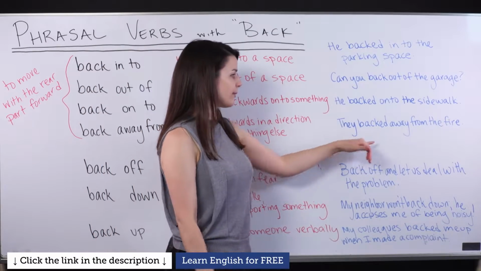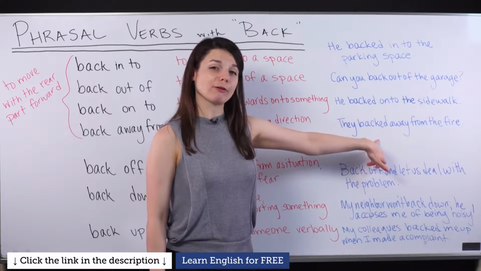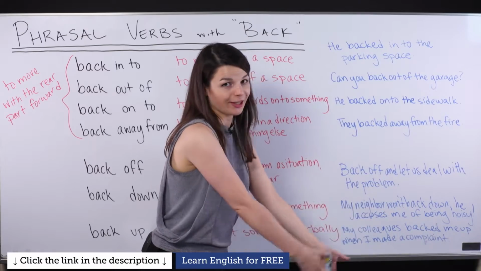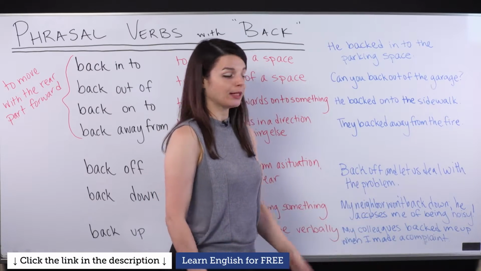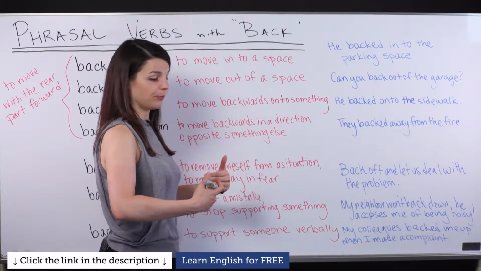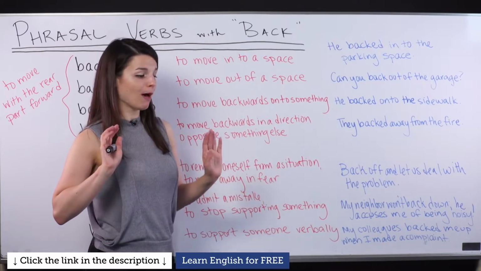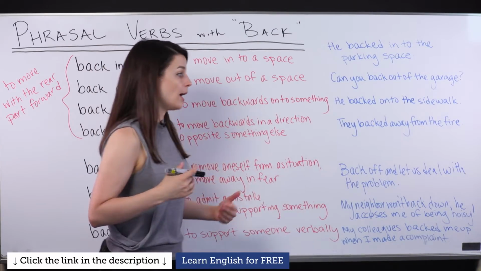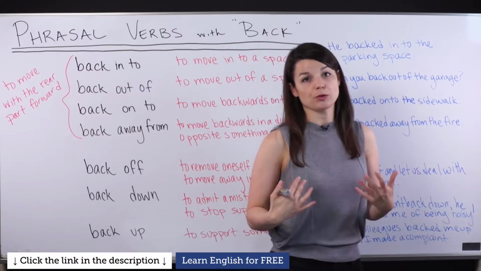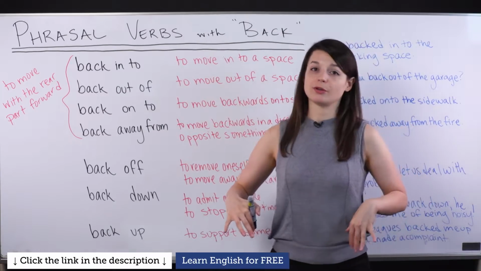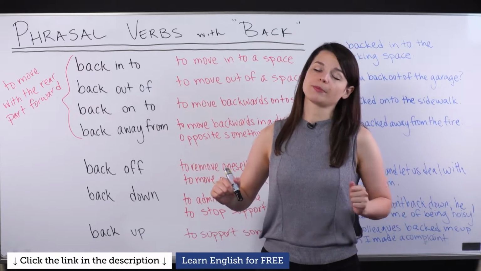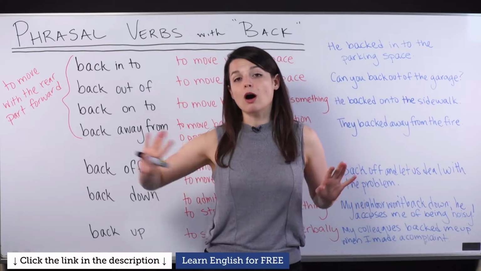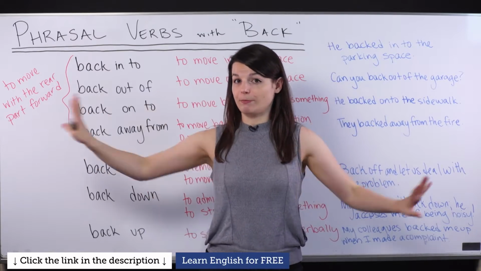So in example sentence, they backed away from the fire. So you imagine there's a fire, like you're camping, for example, and you move in this way. You can say you backed away from the fire. So to back away from might be something you use to talk about your body, more so than to talk about a car, perhaps. But this means moving in an opposite direction from something else.